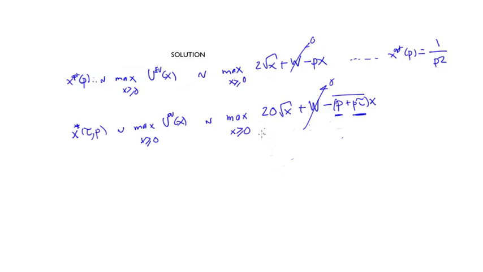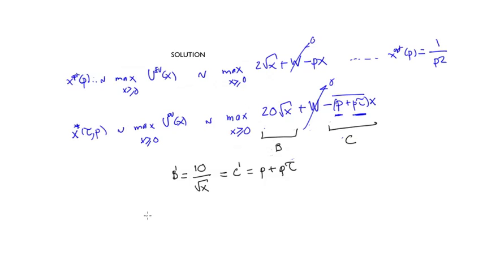Now let's solve the problem. Think of this as the benefit function, and think of this as the cost component, and we're going to maximize. From the first order condition, the marginal benefit function is equal to 10 over the square root of x. Because the marginal benefit at 0 is infinity, we're going to have an interior solution. So this is equal to the marginal cost, and we know that the marginal cost is just p plus p tau.